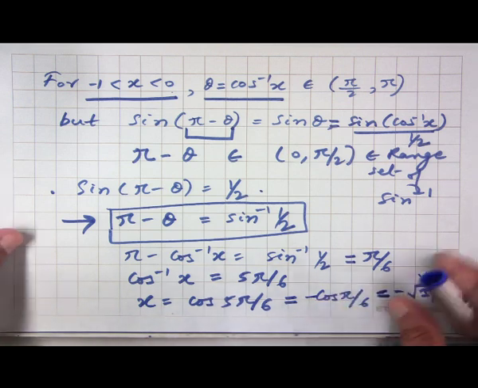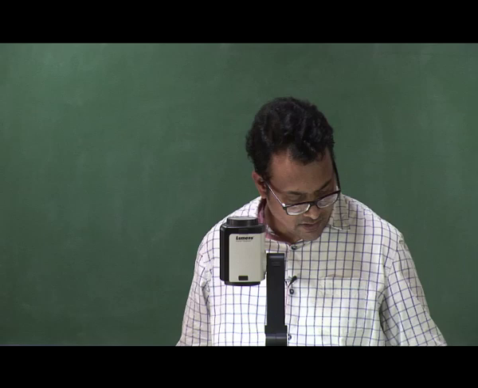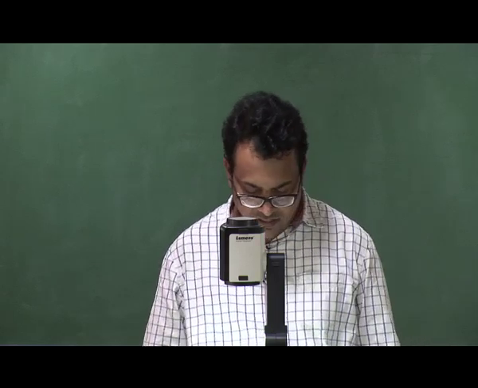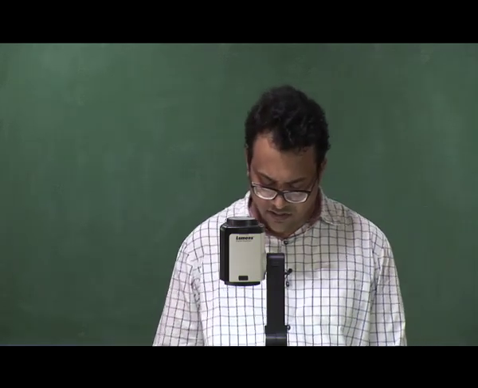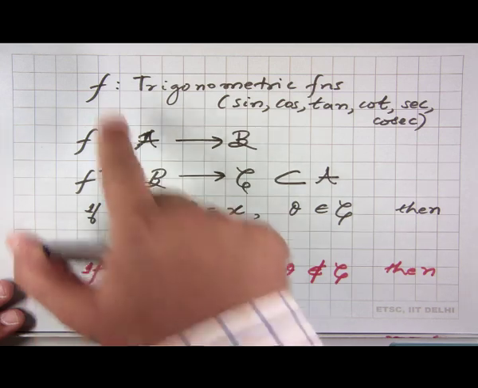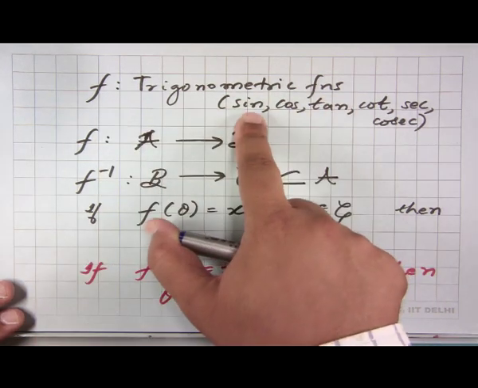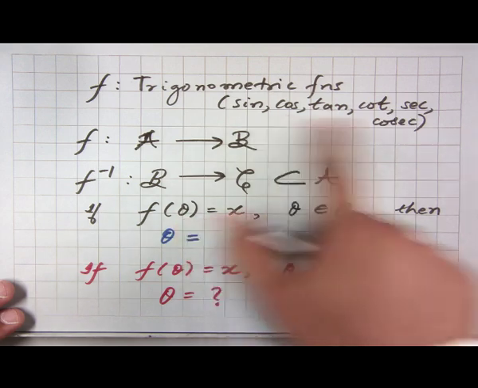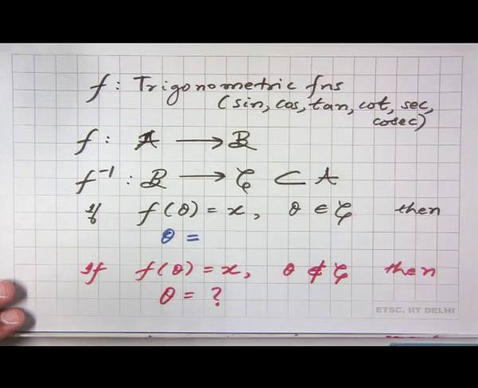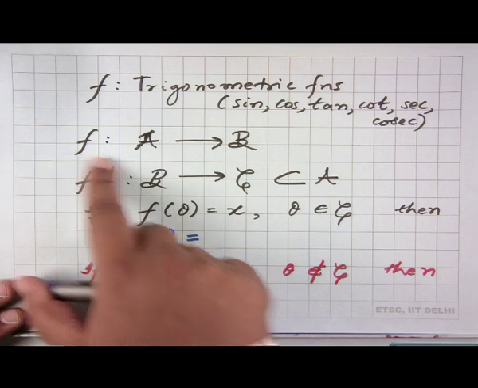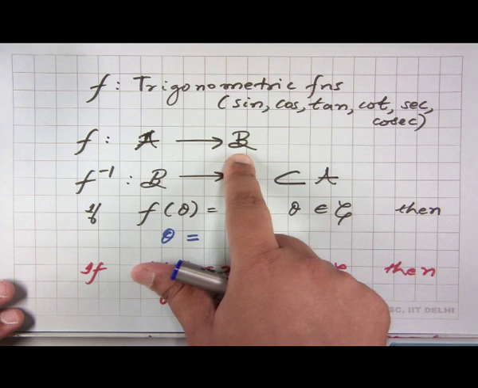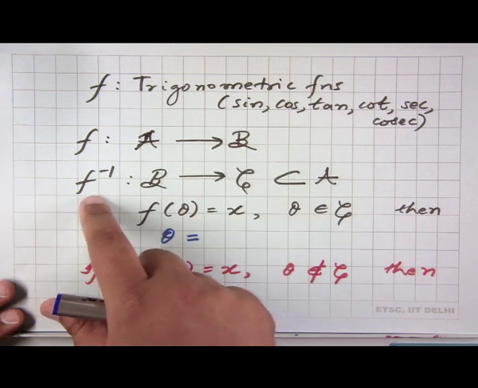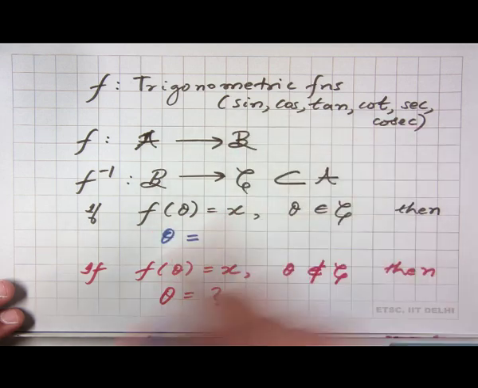So, we can formalize this thing in the next slide. I have tried to formalize this. The essential problem is that, suppose that f is a trigonometric function, it could be any of these 6 trigonometric functions that we have defined. In general, the trigonometric function has a domain A and a range B, and then we went on to defining the inverse of each of these 6 trigonometric functions.